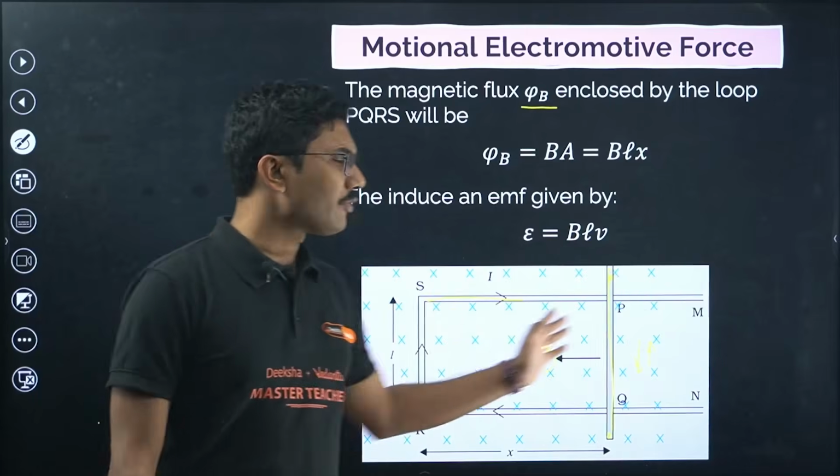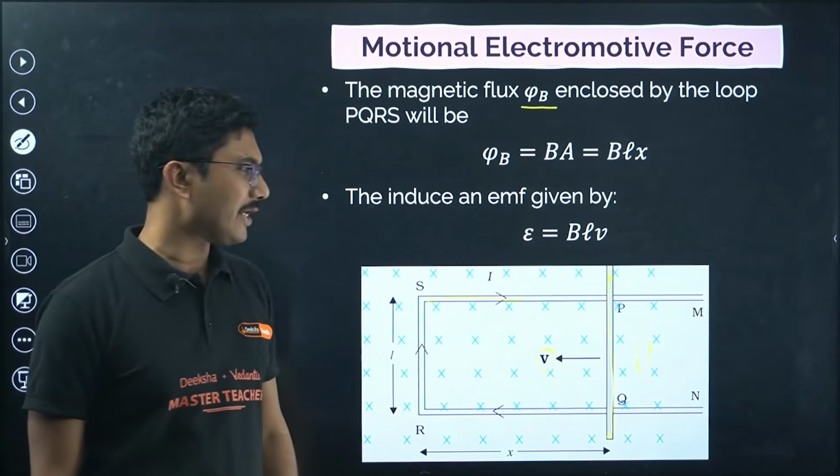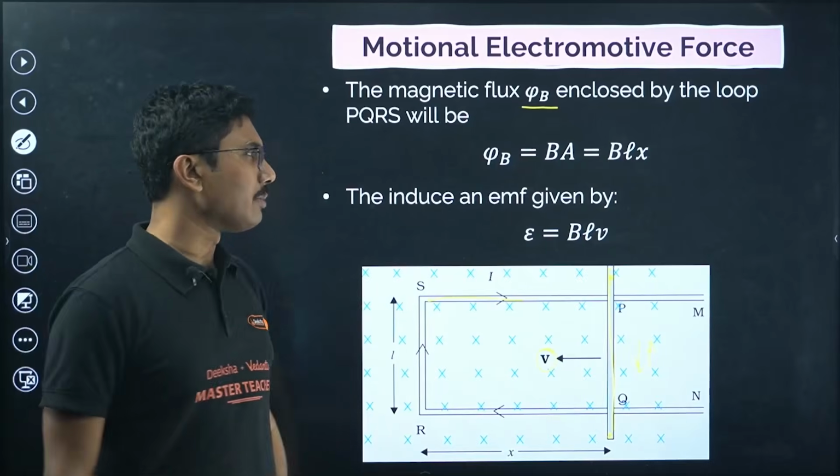If it is moving away from the platform, you will get a current in the upward direction. Again, Lenz's law, you can apply and find it out. Anyway, direction is not important over here.